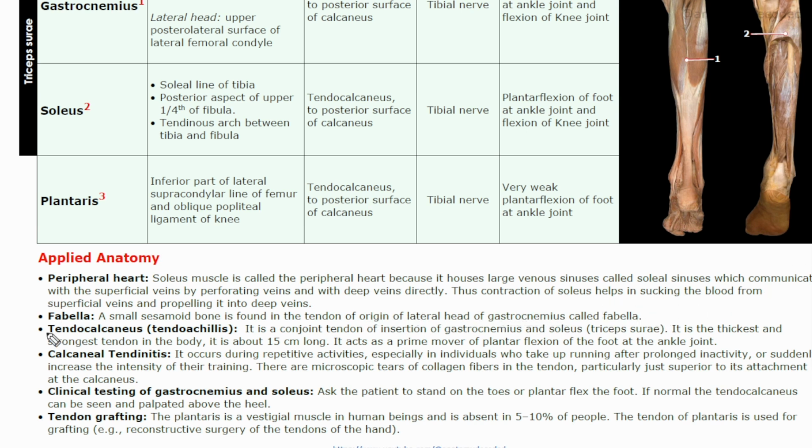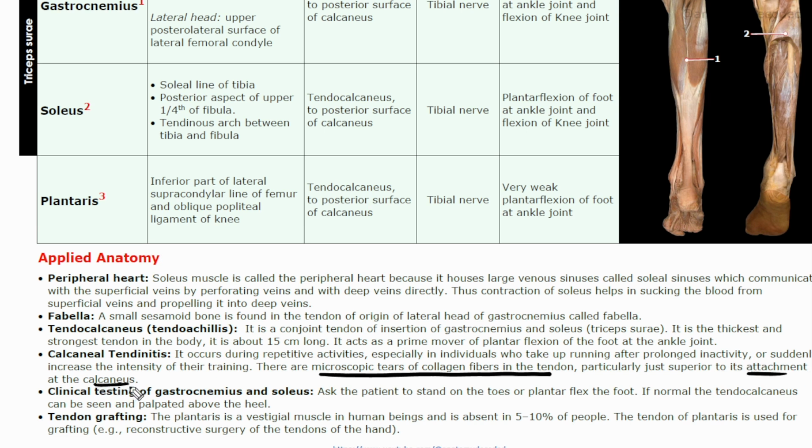Okay, then tendocalcaneus we have seen, it is a conjoint tendon of gastrocnemius and soleus, which together are referred to as triceps surae. It is the thickest and the strongest tendon of the body, around 15 centimeters long. Okay, then calcaneal tendinitis: the tendocalcaneus, which is attached on the calcaneus, gets inflamed due to repetitive stress. So what happens in it is there are microscopic tears of the collagen fibers in the tendon just superior to their attachment on the calcaneus.